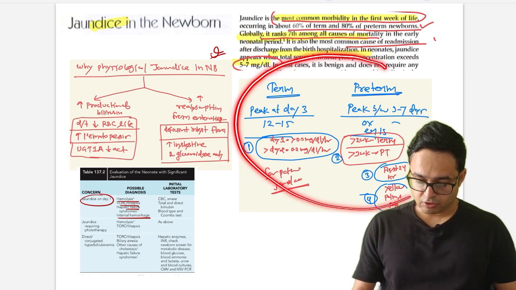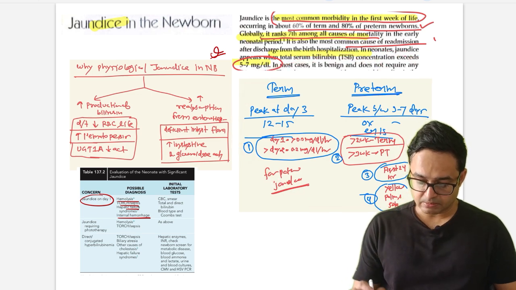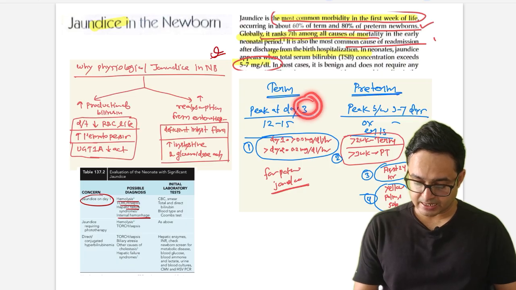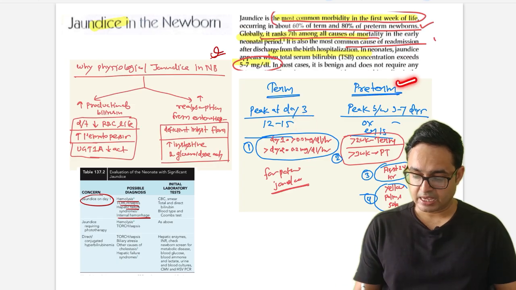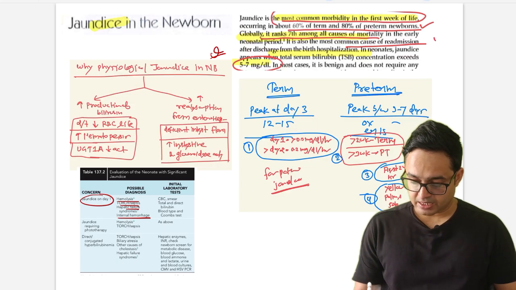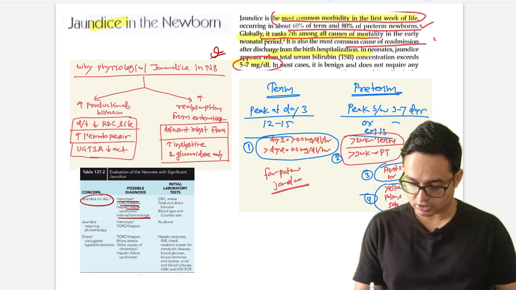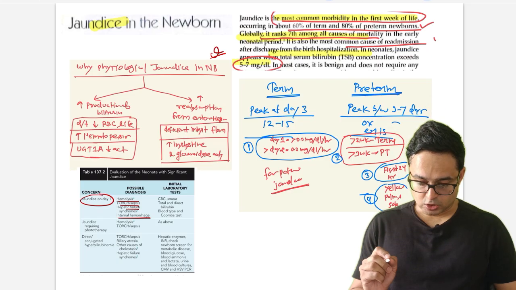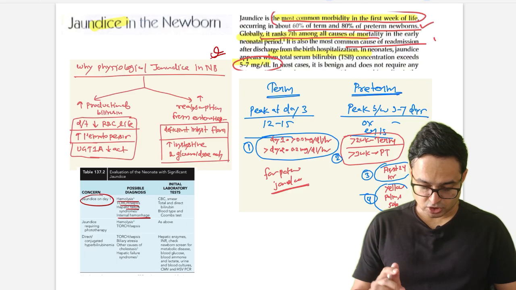Now the pattern of physiological jaundice in term neonates. Bilirubin peaks at day 3 of life. Generally, it reaches 12 to 15 milligram per deciliter. In preterm, it peaks around 3 to 7 days, and it is generally more than 15. So this is again very much important.